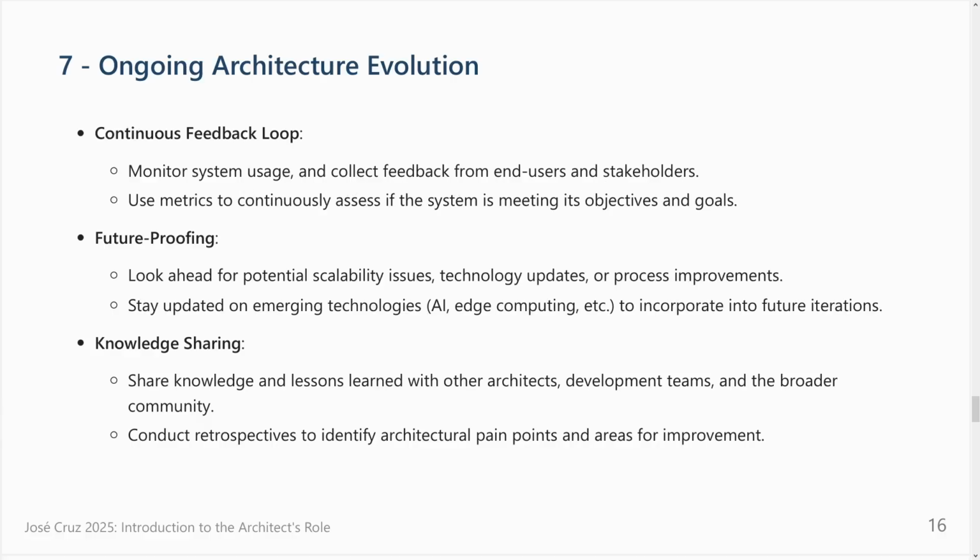So, continuous feedback loop: monitor system usage, collect feedback from end users and stakeholders, use metrics again to continuously assess the system. Future proofing: look ahead for potential scalability issues. So you see the trend lines and say, okay, this is the traffic on my website, and there are some pages or some parts of the system that are never used. The users, they don't come here. Why? And you want to know about that. So you want to check what's happening on your system, if you want to improve it or not, and take decisions from that information.